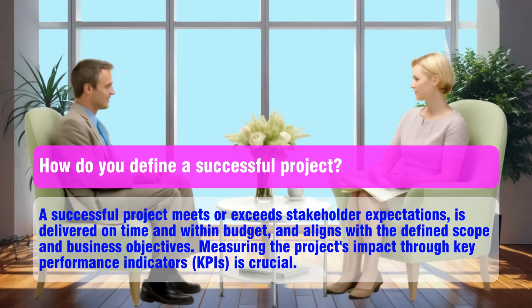How do you define a successful project? A successful project meets or exceeds stakeholder expectations, is delivered on time and within budget, and aligns with the defined scope and business objectives. Measuring the project's impact through key performance indicators (KPIs) is crucial.